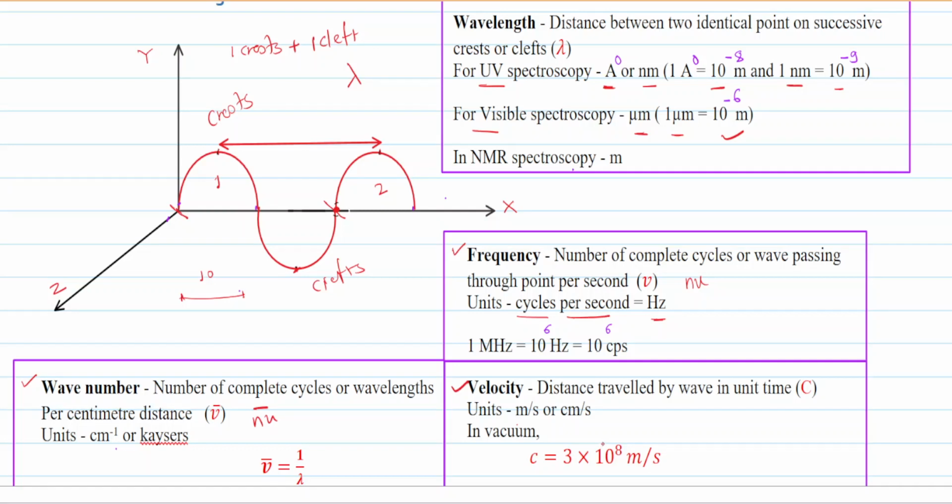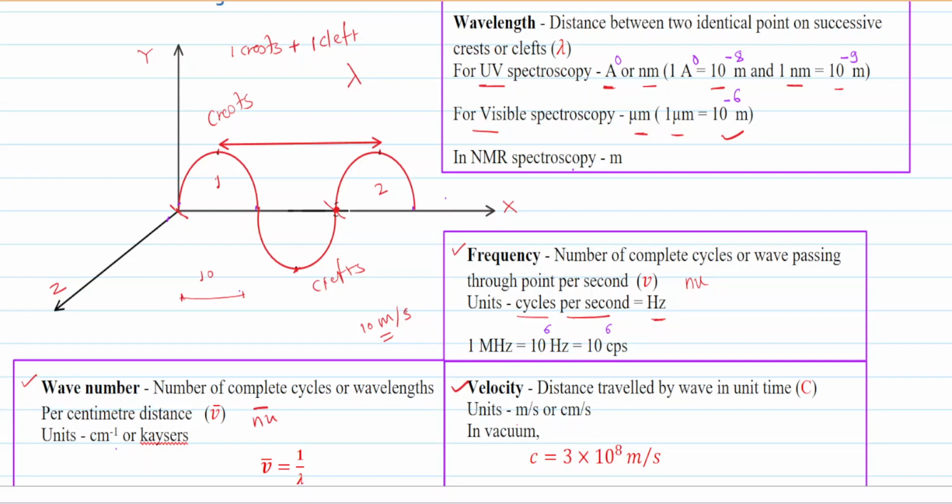Suppose a wave travels a distance of 10 meters in 1 second, then the velocity of that wave is 10 meter per second.